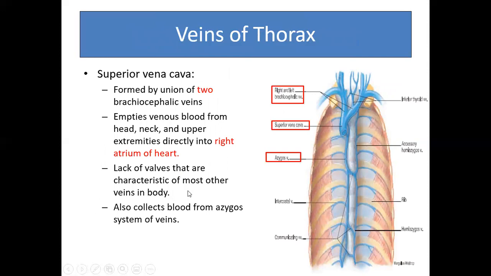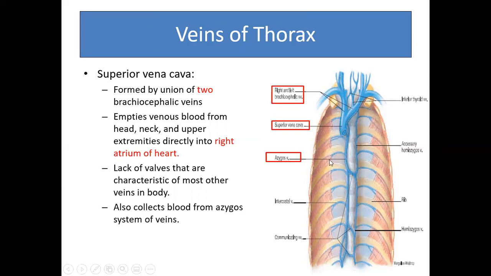Okay, now we're going to proceed with the veins of the thorax. For the superior vena cava, it is formed by the union, the combination of the two brachiocephalic veins. We have the right brachiocephalic vein and the left brachiocephalic vein joined together to form a superior vena cava. This superior vena cava empties venous blood from the head, from the neck, and also the upper extremities into the right atrium of the heart.